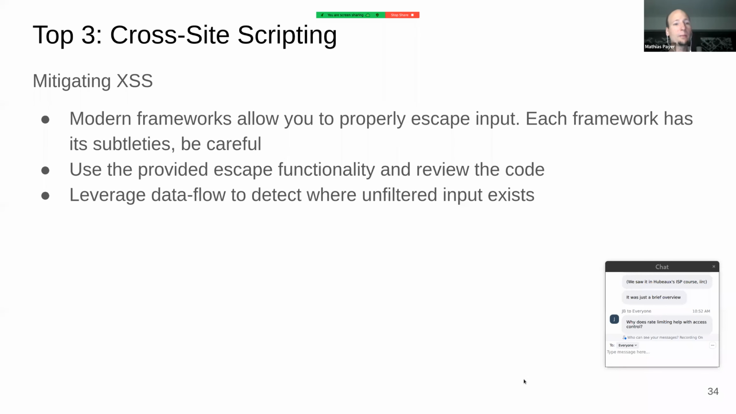Now, mitigating cross-site scripting, again, similar to the other issues that we saw before, you need to properly escape input. And again, each framework has its different subtleties. So you need to make sure that you use the correct escape functions for that. Use the provided escape functionality in your web framework and review the code to make sure that this actually works out well. So you can detect data flow where unfiltered input exists. There are papers on this, and different kinds of code reviewing of your application will make sure that this doesn't really happen in practice.